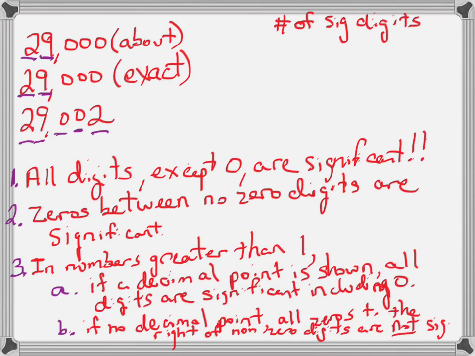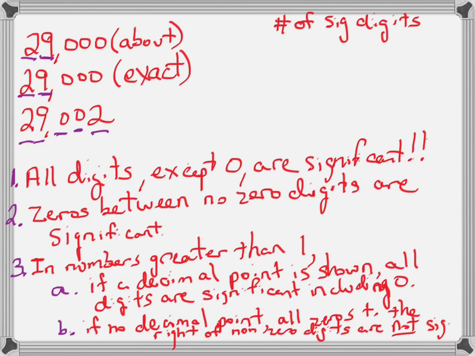And the final rule for these numbers that are greater than 1, like these we have here, numbers around 29,000 are much greater than 1. So here's the rules we use. If a decimal point is shown in the number, all digits are significant, including the zeros.